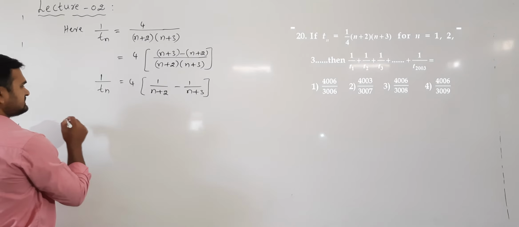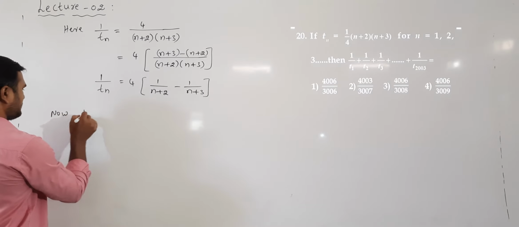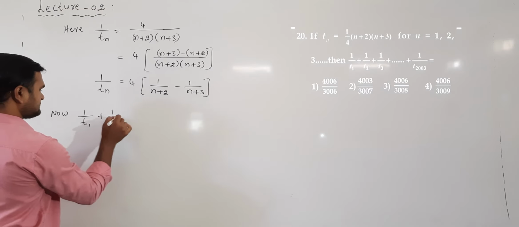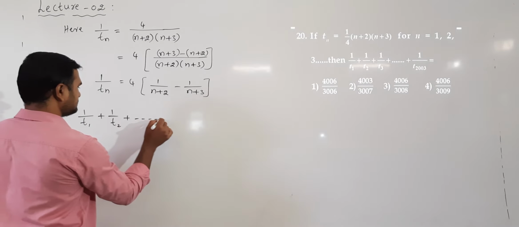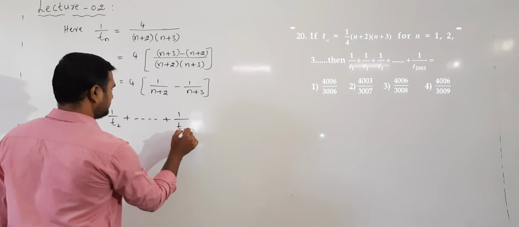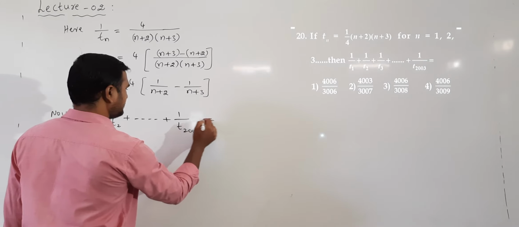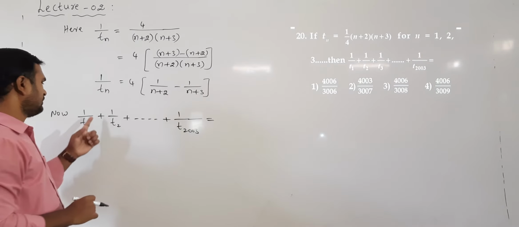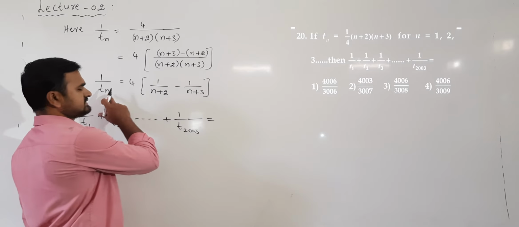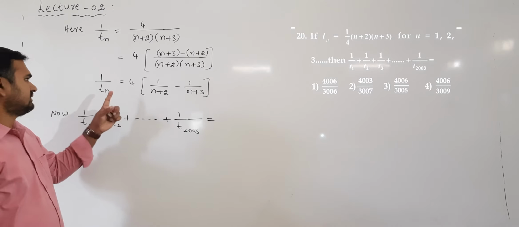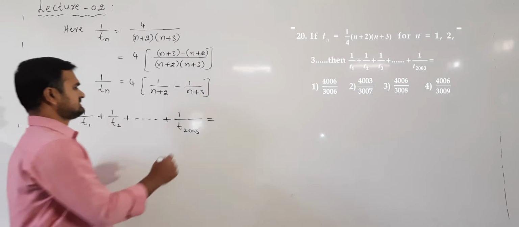Now we can find the required sum. 1 by T1 plus 1 by T2 and so on up to 1 by T 2003 can be written as 1 by T1. So let us take n equal to 1. Okay, n is 1 means we get 1 by T1 as 4 into.